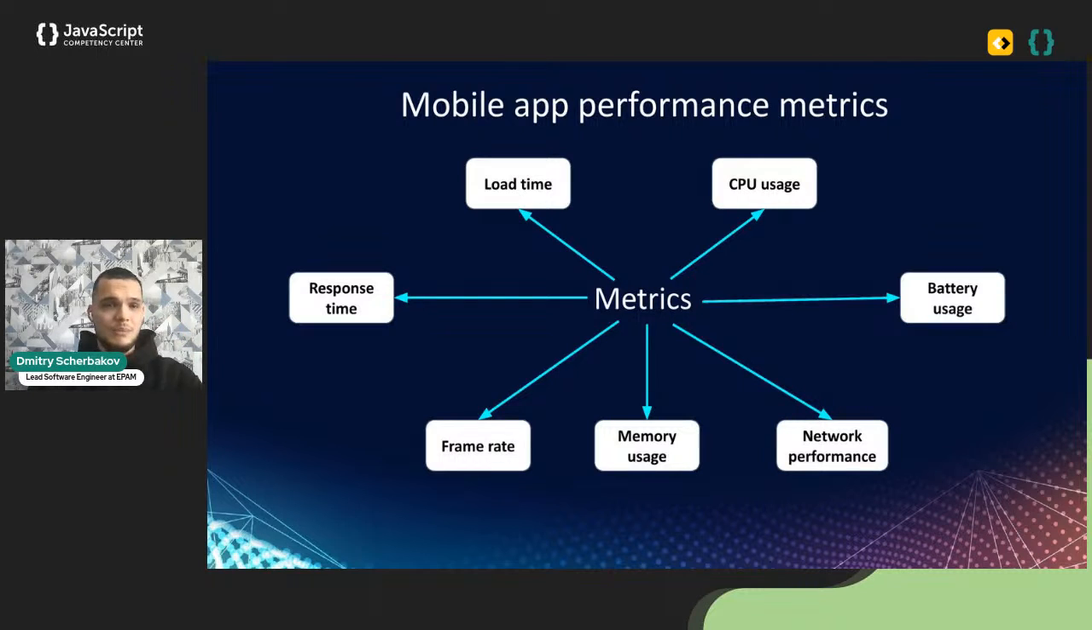So let's talk about mobile app performance metrics. Let's start with the response time. Response time is the amount of time it takes for the app to respond to user interactions. Our main target with response time is to deliver 60 FPS. We need to have the action dispatched in 16 milliseconds. A fast response time is really critical for a smooth user experience.